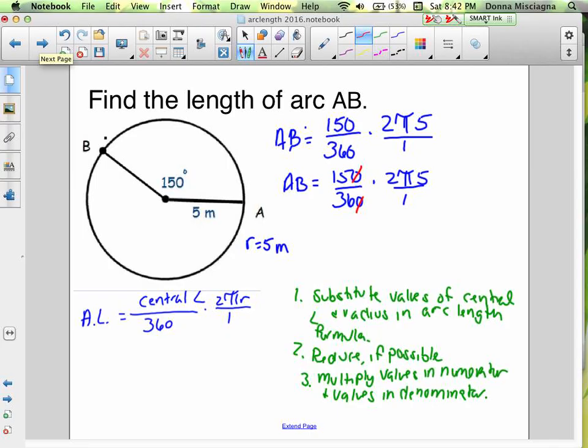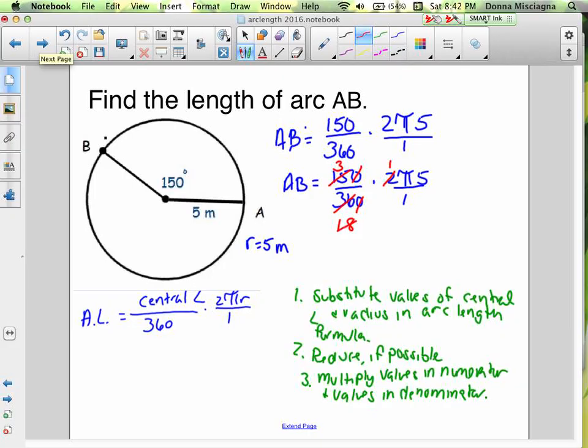I see I've got 2 over here, and 36 is divisible by 2, so I could cross-reduce. All right, so 2 divided by 2 is 1. 36 divided by 2 is 18. All right, so 18 is not divisible by 5, so I can't cancel it with that one. But 15 and 18 both have a common factor. Both of those numbers are divisible by 3. So I could divide 15 by 3, and I could divide 18 by 3.